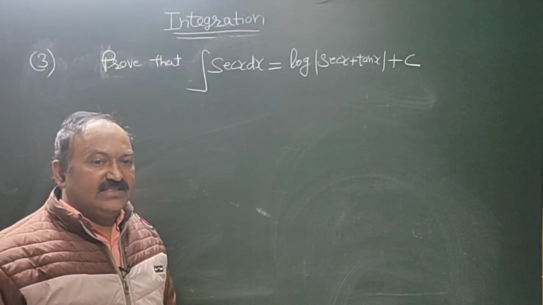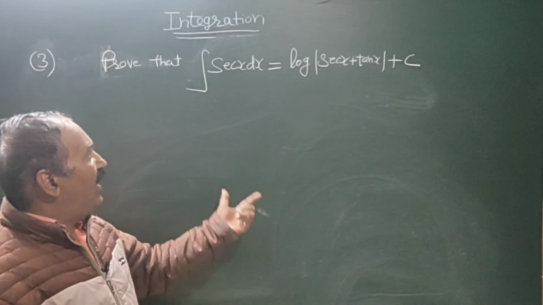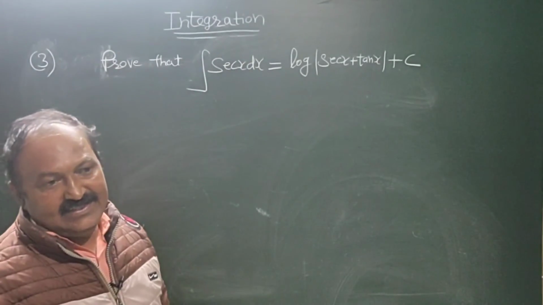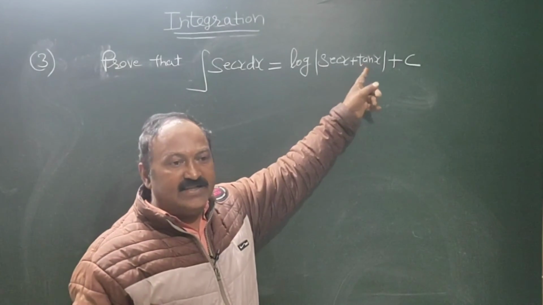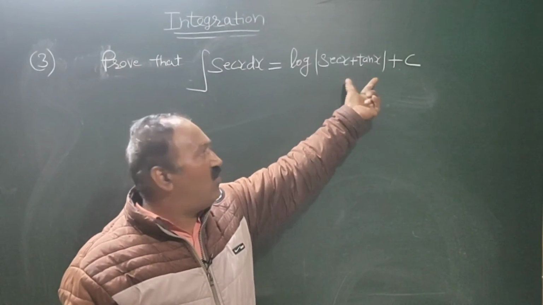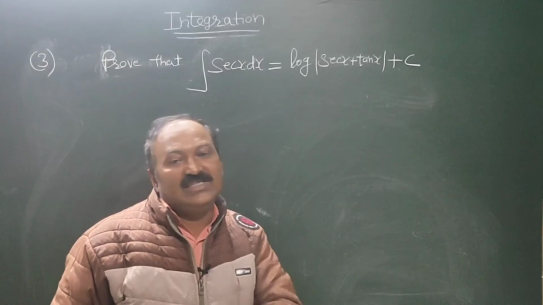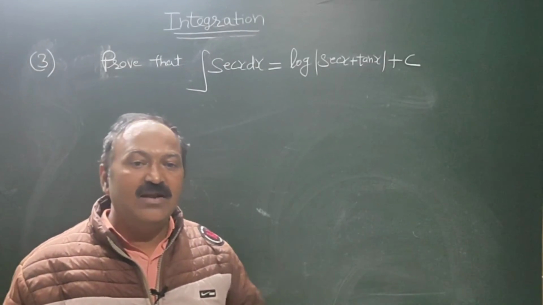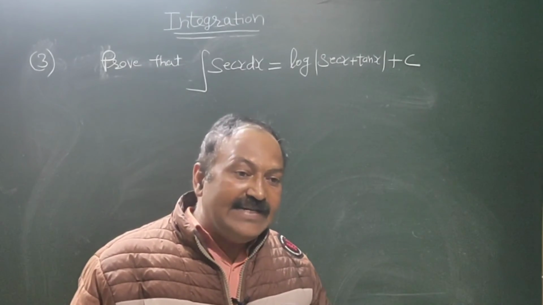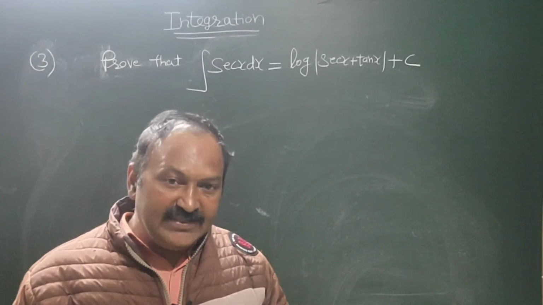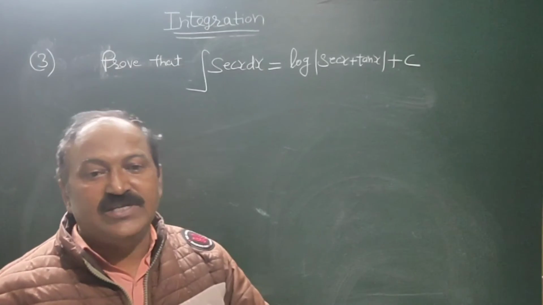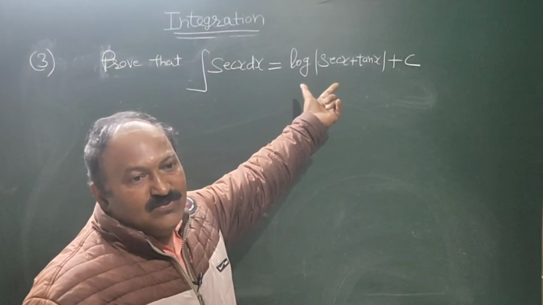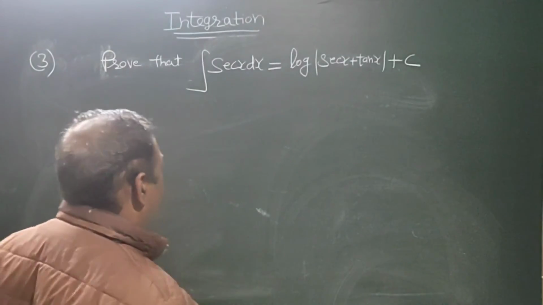Now let us discuss another formula, that integration of secant x dx is equal to log of secant x plus tan x whole modulus plus c, by substitution method. Substitution method is helpful to find the integration of tan x, cot x, secant x and cosecant x. And this formula can also be proved by substitution method.